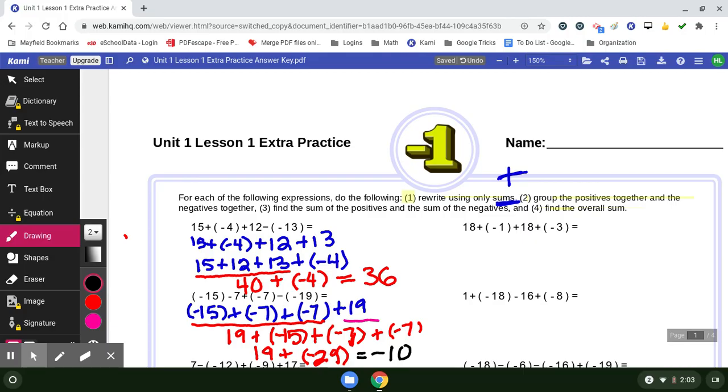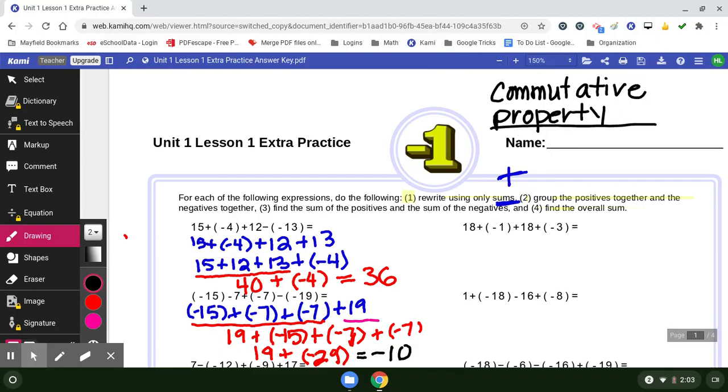You have to do each step for every problem on this page. And remember, we're using, and I will write this at the top, the commutative property, which says that with addition, I can move the numbers around and I do not change the final answer to the problem. Okay, let me know if you have any questions.